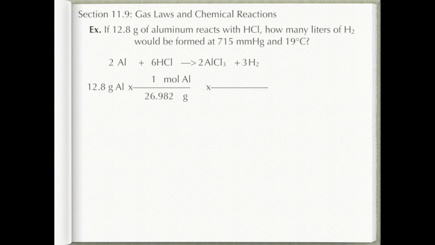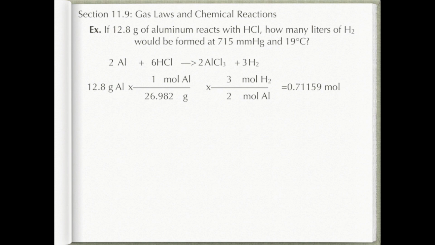I'm now in moles of aluminum. I'm going to get into moles of hydrogen. So I'm going to put moles of aluminum on bottom, moles of hydrogen up top, and that ratio is based on the coefficients, so it's going to be 3 to 2. And now I can figure out my moles of hydrogen because those are the units I'm in. So I'm going to take 12.8, divide by 26.982, and then multiply that by 3, which is the moles of hydrogen, and divide that by 2. And so that equals 0.71159 moles of hydrogen gas.